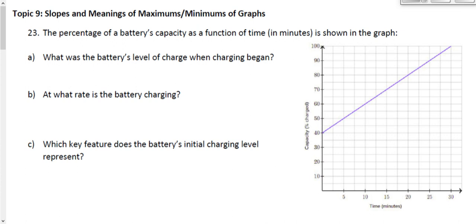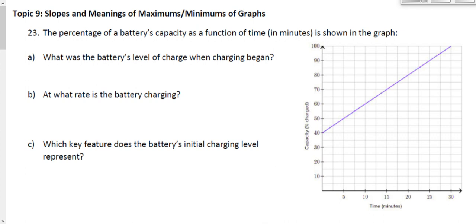Alright, in this video we're going to be looking at topic 9, which is the slopes and meanings of maximums and minimums of graphs. The topic of completing the square is going to come up in this section again. So if you want more practice with completing the square, we're going to see this again in this topic with question 25. So bear with me and zoom ahead to 25 if you need more help with completing the square.